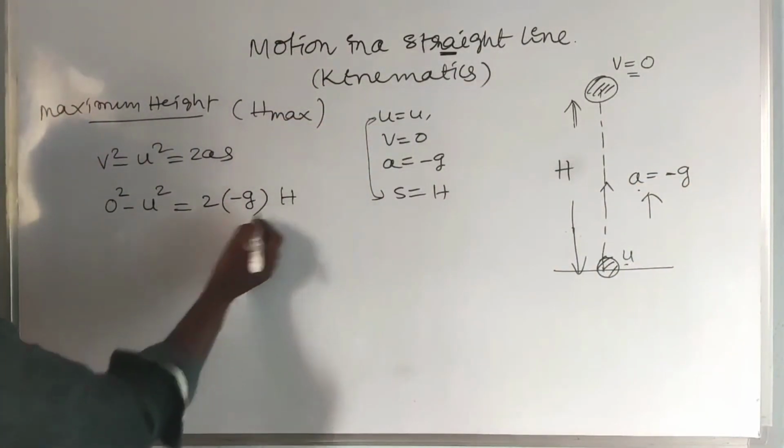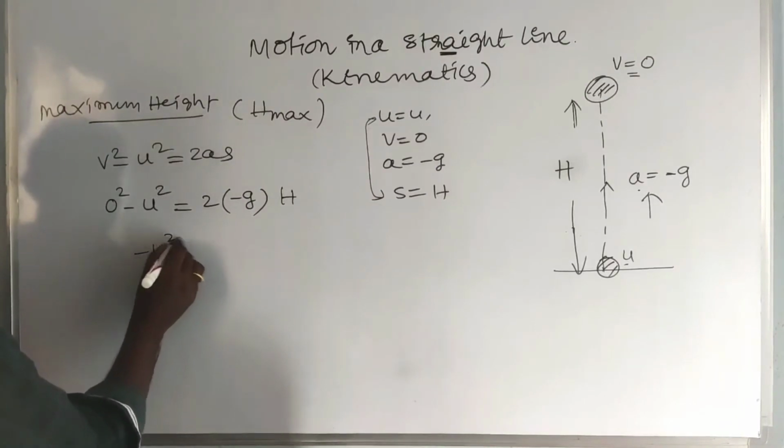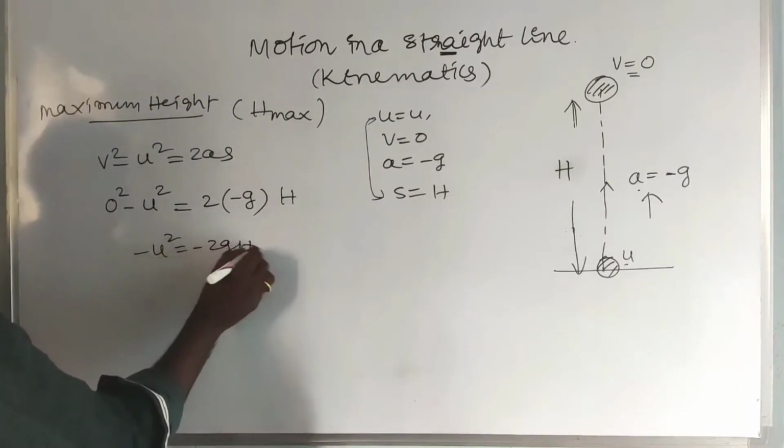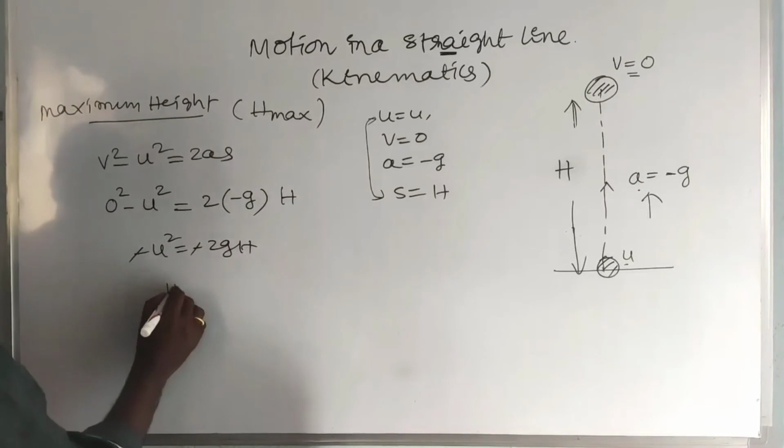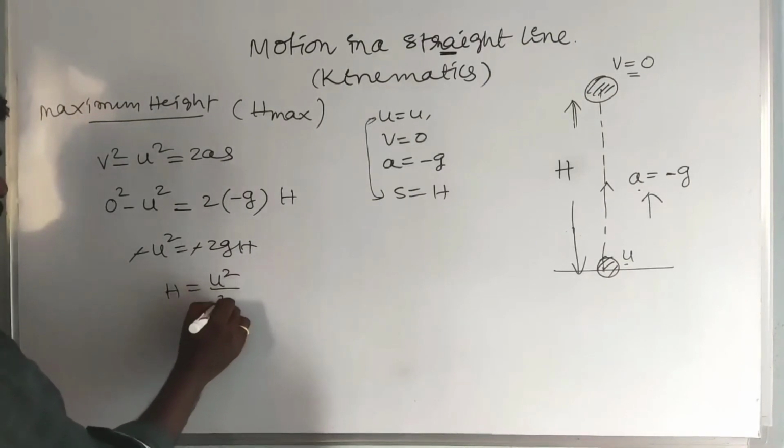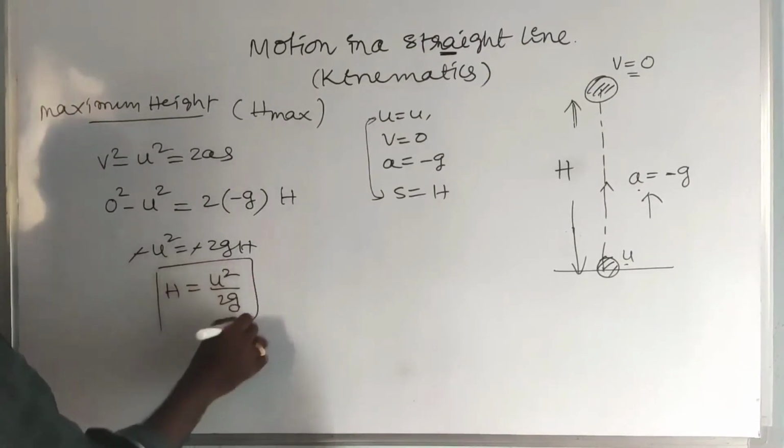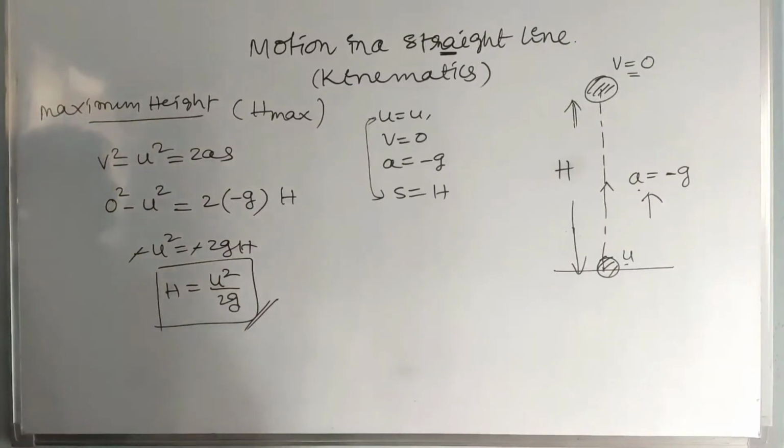You need to find h. It is minus u square equal to minus 2gh, where minus minus gets cancelled. h is equal to u square by 2g. So this is the maximum height of the body. This is the formula to find the maximum height.